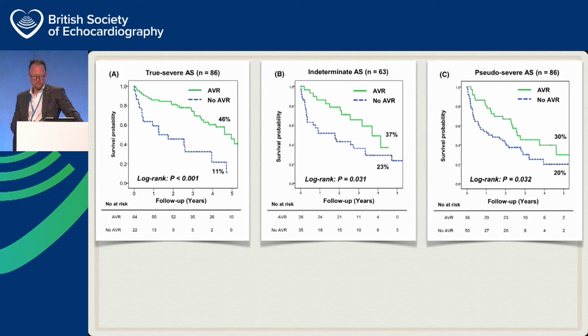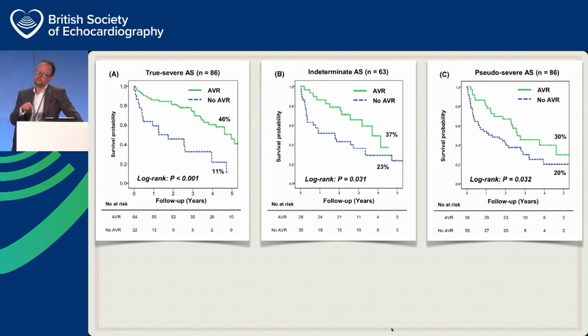True severe, unsurprisingly, operating on them made them better. Brilliant. Pseudo-severe, and this is the graph I've shown you already, despite apparently being pseudo-severe, operating still appeared to help some patients. So again, suggesting we're not that good. The indeterminate ones, they couldn't work out what it was, and there was a third of those, again, AVR appeared to help intervention in those patients.